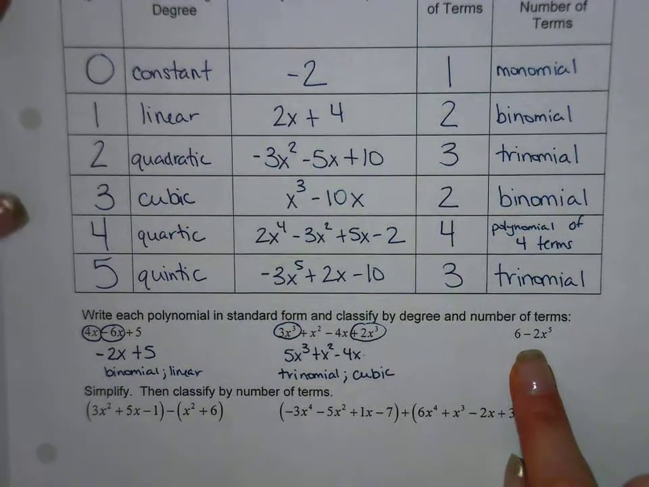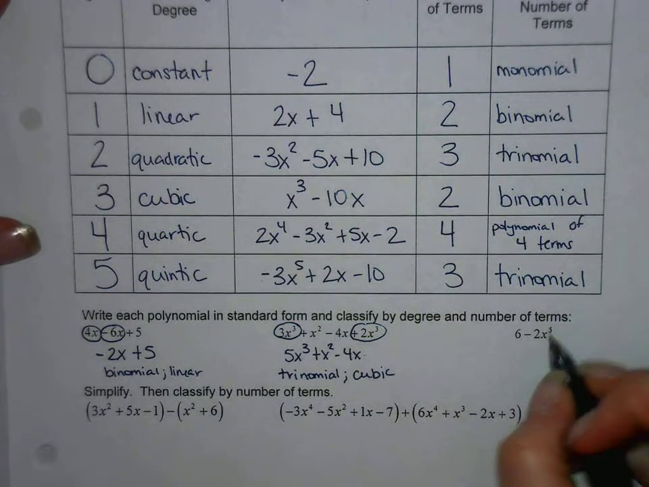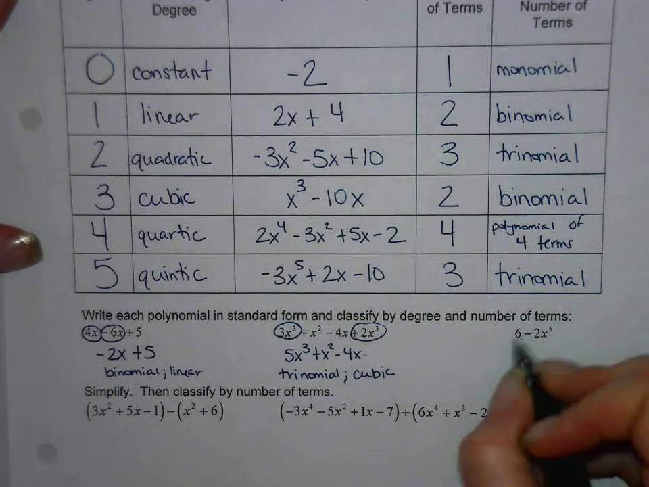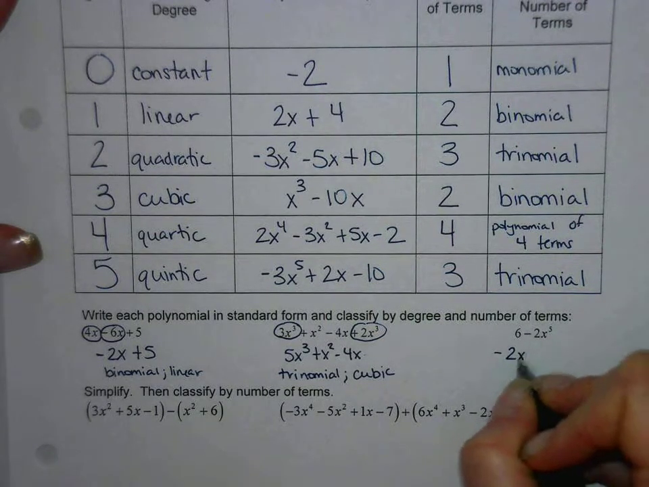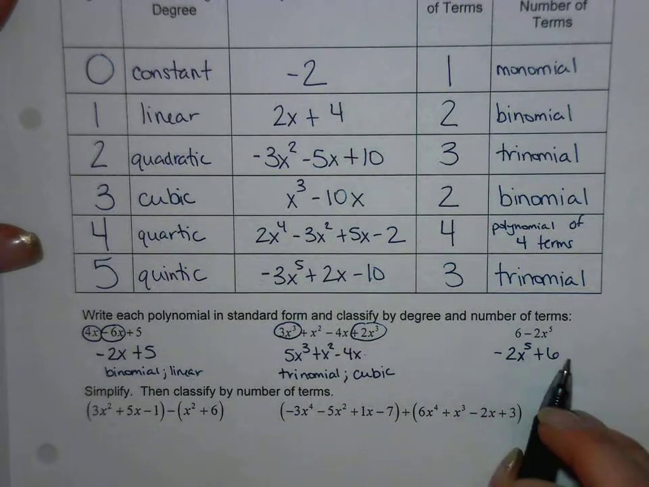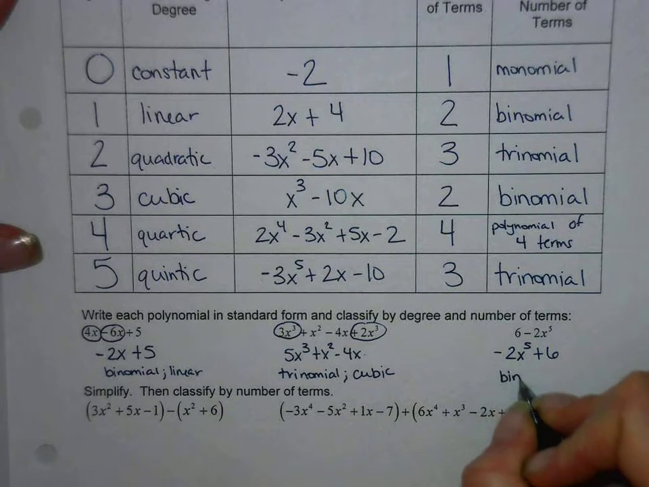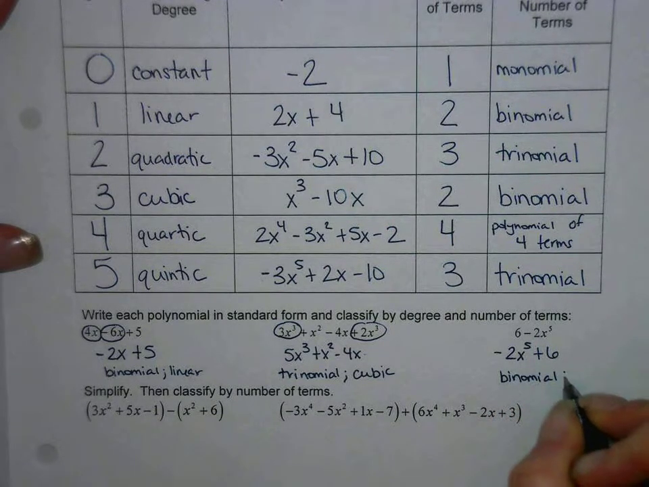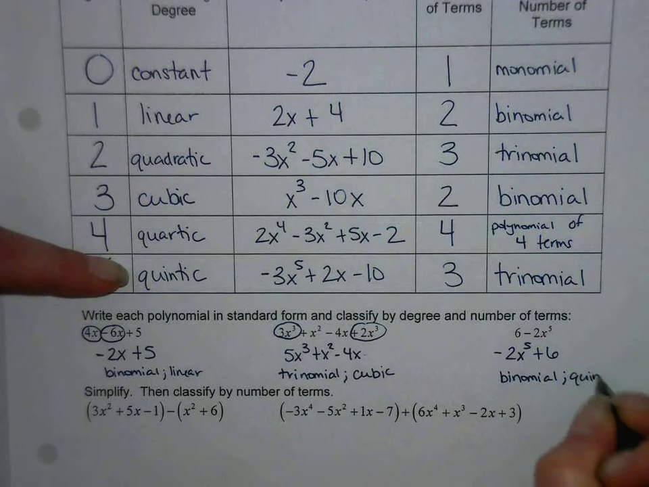Now if we look at our next one, we have 6 minus 2x to the 5th. We have no like terms, so in this case, we don't have to simplify, but it's not in standard form. So our -2x to the 5th has to come before our positive 6 because we have a degree of 5 and then a degree of 0. In this case, we have 2 terms, so it's called a binomial, and our highest degree is 5, so it's called a quintic polynomial.